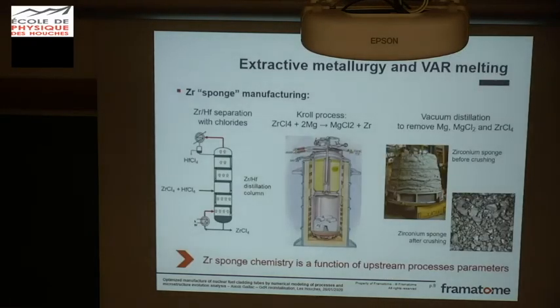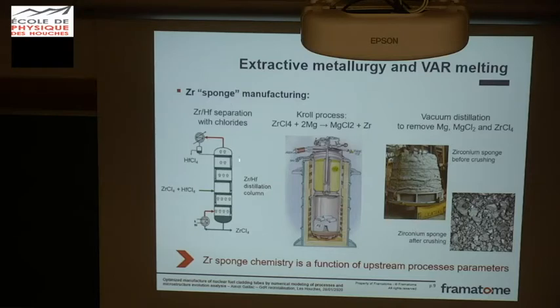So I will explain to you how we can optimize this. First, I will start from the upstream processes. So this is the process used to manufacture the zirconium sponge with nuclear quality. So the first process, which is very important, is to separate hafnium from zirconium, because in the natural state, hafnium always comes with zirconium. And we use as a separation process a distillation column, in fact, which is near Grenoble.